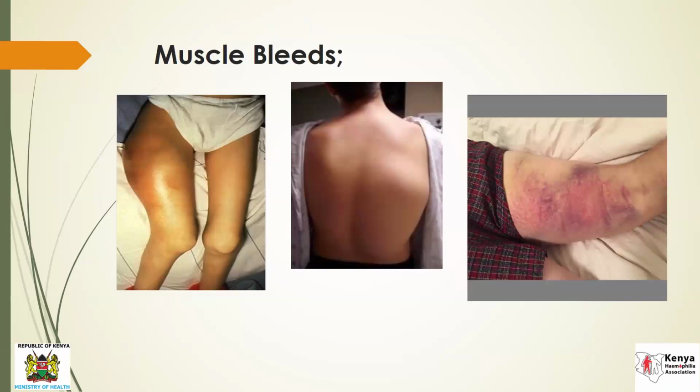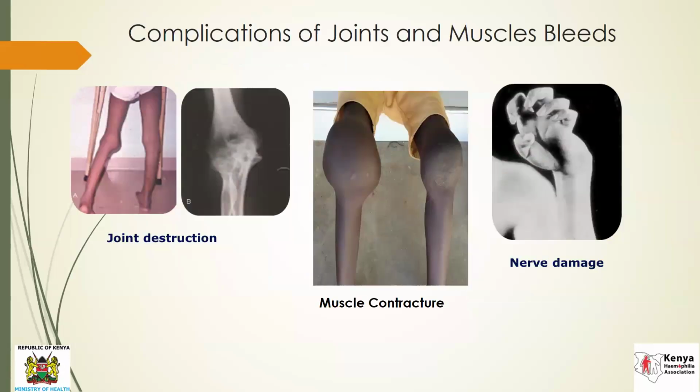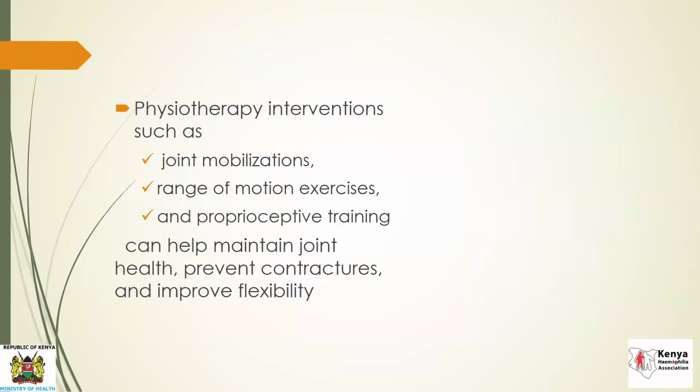So I was just showing typical pictures that you find. These are muscle bleeds. The patient can bleed in any muscle, the thigh muscle, the back muscle, anywhere, when they get injury or spontaneously. Also, there are other complications like joint destruction, muscle contractures, and nerve damage. This comes about because sometimes when they bleed so much, there is a compression on nerves and it can cause nerve damage.